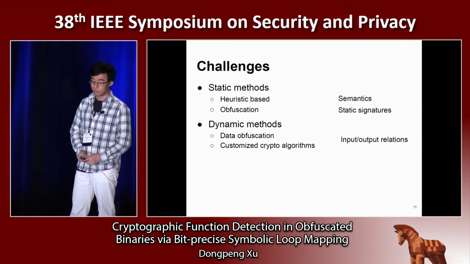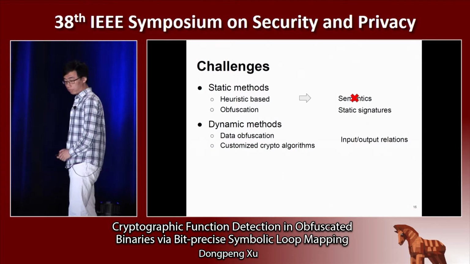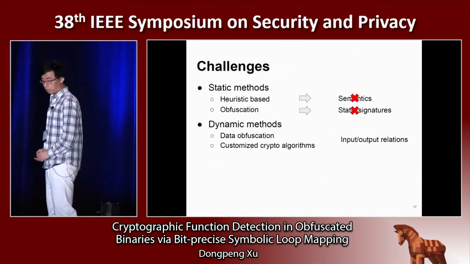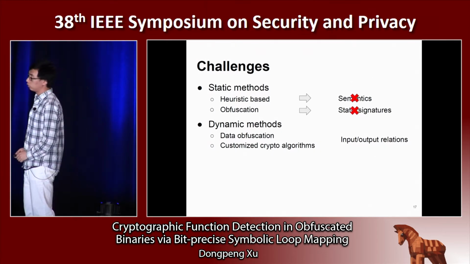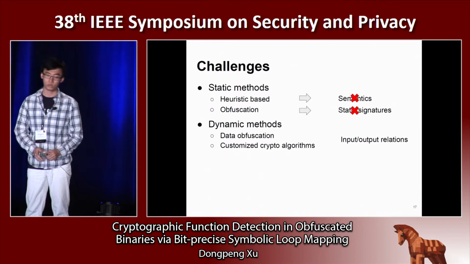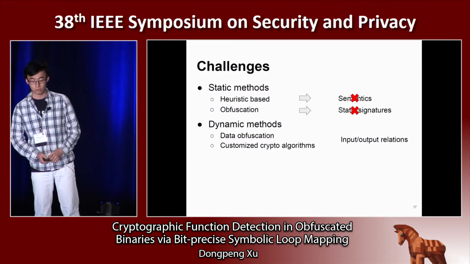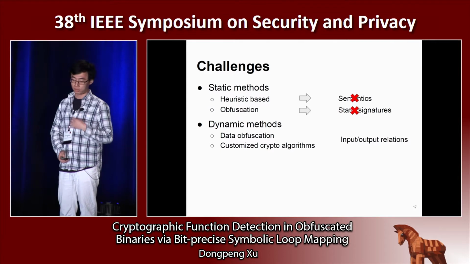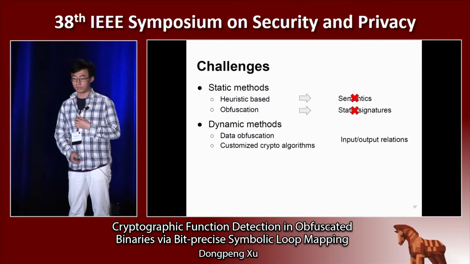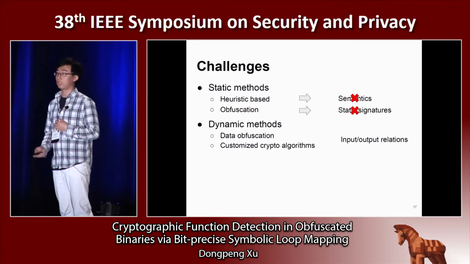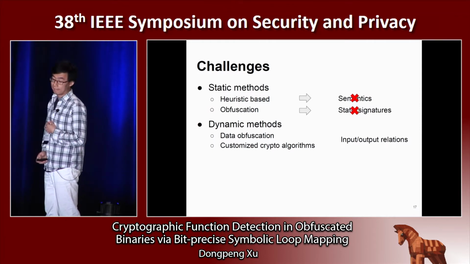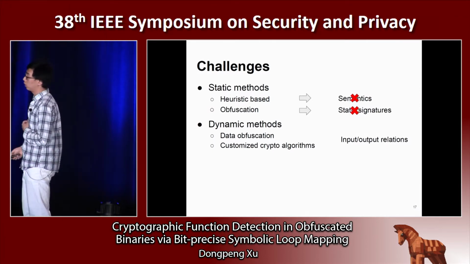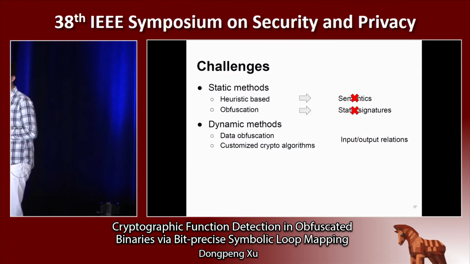On the other hand, dynamic methods can actually resist some kinds of control obfuscations. But the problem is that they rely on identifying the input and output relations, and there are existing methods like data obfuscations and customized crypto algorithms, which can change the input and output relations.